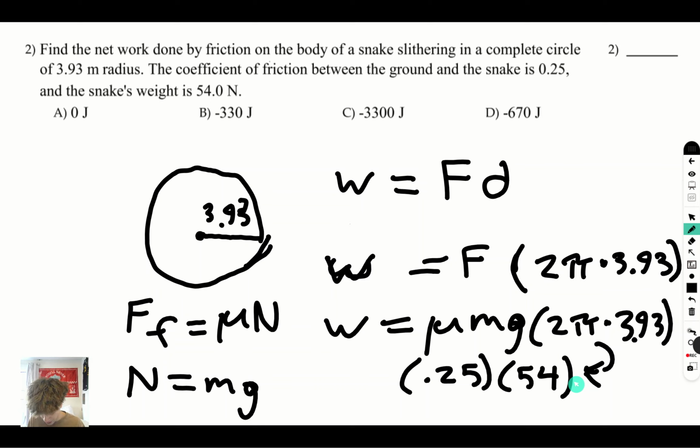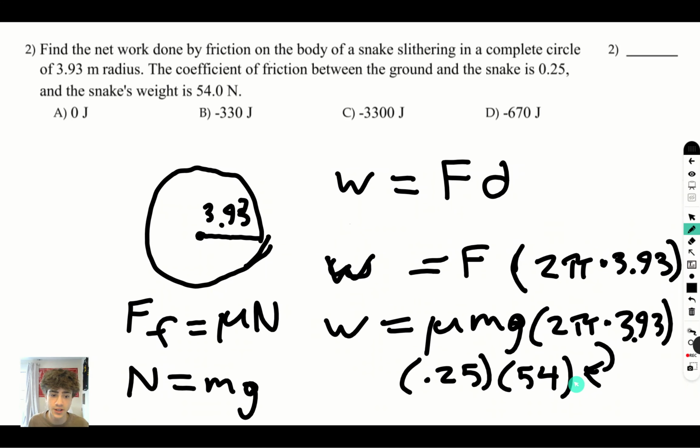So we get 0.25 times 54 times 2 times pi times 3.93. And this gives us a value of 333.